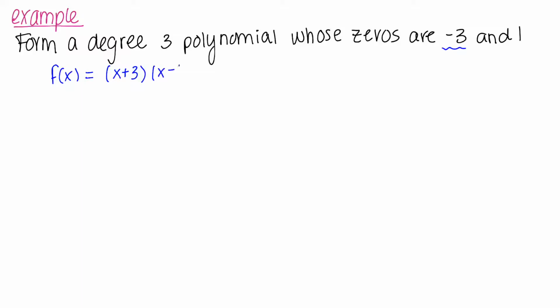And x minus 1. However, this would be a degree 2 polynomial, right? If you FOILed this out, you'd get x squared minus 2x minus 3, which is degree 2. Oh no. Now, we were specifically told what the zeros of the polynomial should be, but we didn't say anything about how many times they could be repeated. So we can't just add in a new 0 here because that wouldn't follow the criteria of these being the zeros.